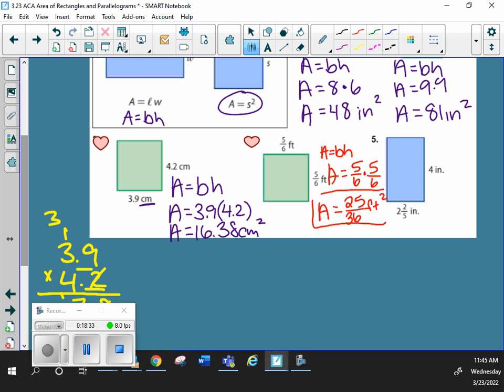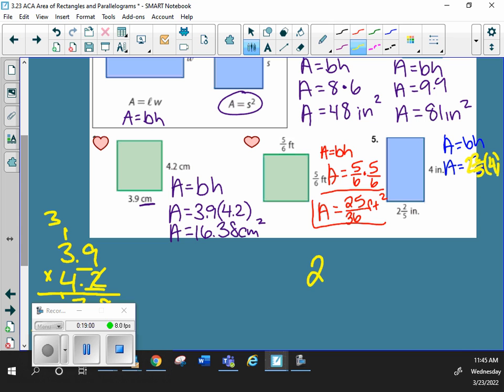how to do that. Starting with my F, which stands for formula, I use A is equal to BH. A is equal to, substituted, 2 and 2/5 times 4. Let me use this yellow. Okay, so let's review though real quick. How do I multiply a whole number times a fraction?